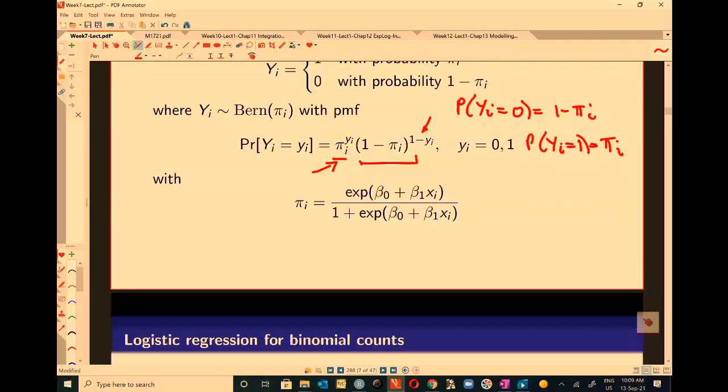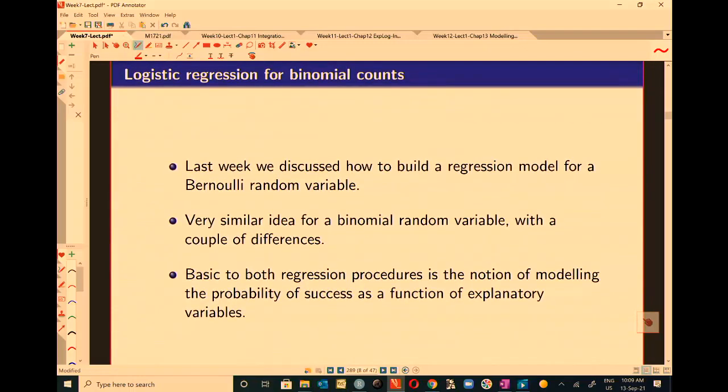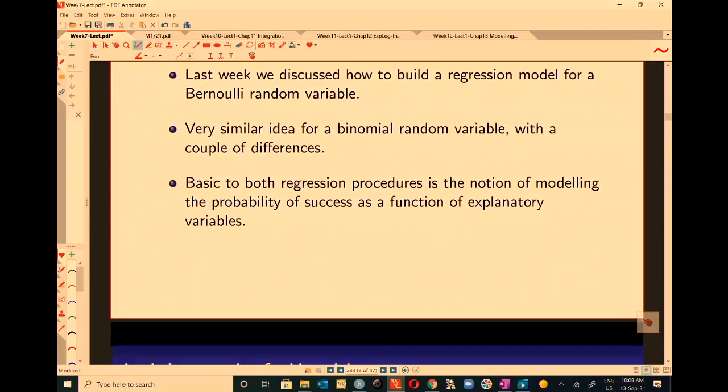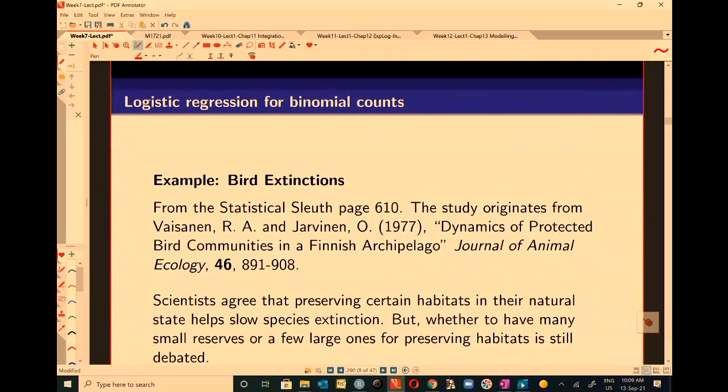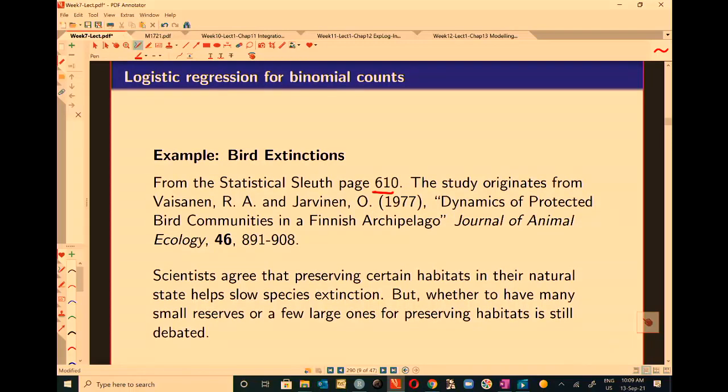Okay, so for binomial counts, things are a little bit different, but basically the ideas are the same or similar. Here's an example we look at. This is from the book itself, The Statistical Sleuth, page 110. It may depend on the edition you've got. Here, this person is looking at a particular set of birds, and the idea of these particular islands, actually.